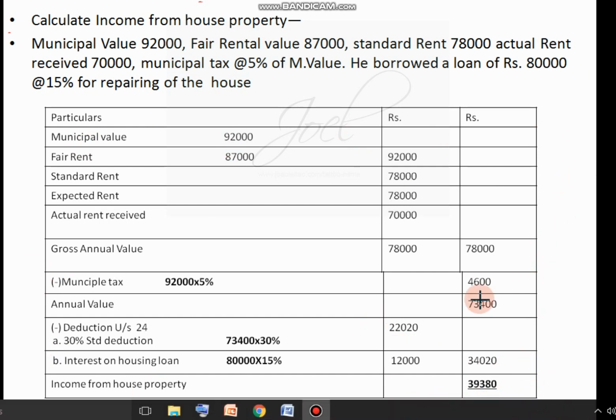This is the solution. Very simple problem this is. The only addition is that we have given one piece of information, that is loan borrowed for repairing purpose. So this we have considered here, that is interest for housing loan. Like this we will get problems in the exam. This is a simple version.